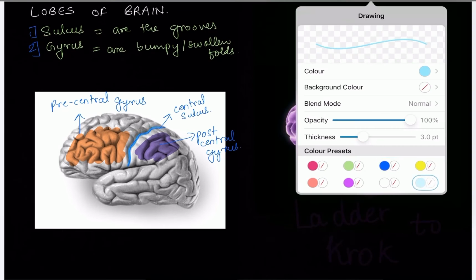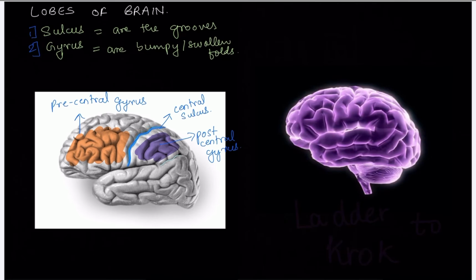Now, can you see this sulcus in between? I'm marking it. This sulcus divides the parietal and the occipital lobes. So this sulcus will be named as what? It will be named as parieto-occipital sulcus.